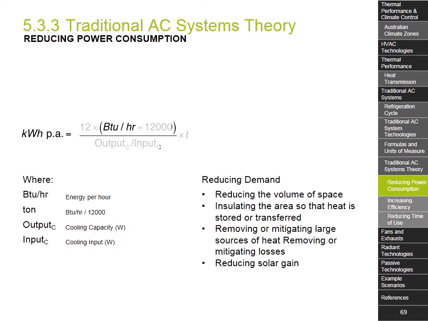The BTU requirement of a space is essentially a result of the energy required to condition a space with certain characteristics. The most efficient way, then, to reduce the required power is to address those factors which limit the effectiveness of cooling or heating in a space. Some ways in which this can be done include reducing the demand or volume of space, insulating the area so that the heat is stored or transferred, removing or mitigating large sources of heat where possible, removing or mitigating losses such as leaks, and reducing solar gain.